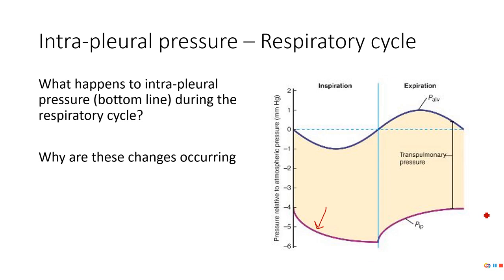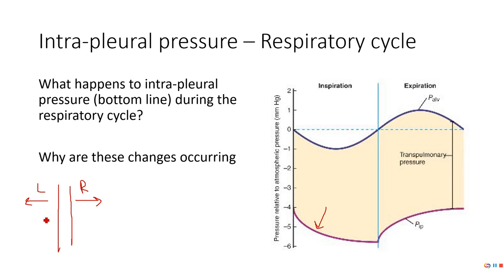Well, why are these changes occurring? And I'm going to go over this in class. I'm going to try and explain this here on this video. We'll see how well I can do. Okay, so here is my intrapleural space, right? And so the ribs want to go this way, and the lungs want to go this way.